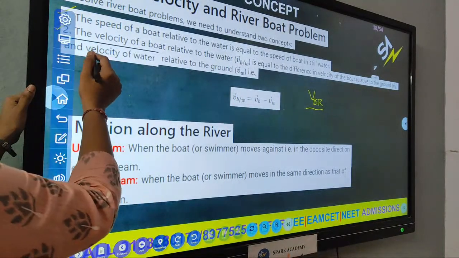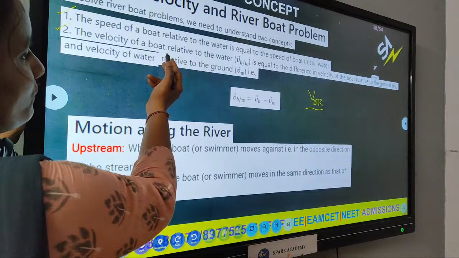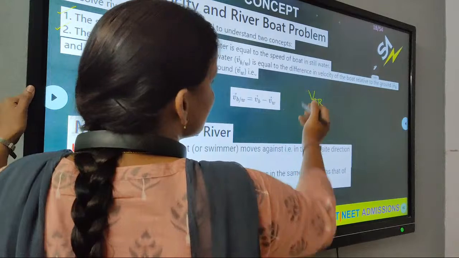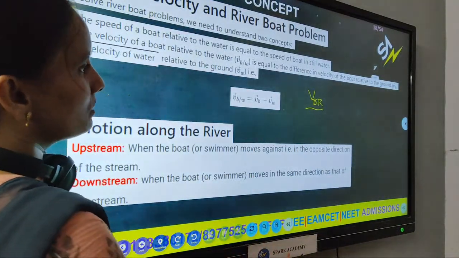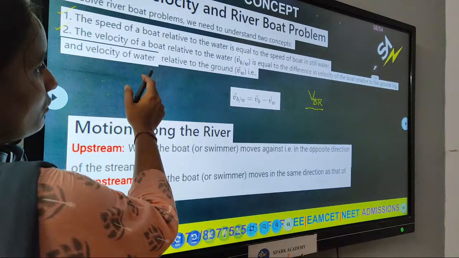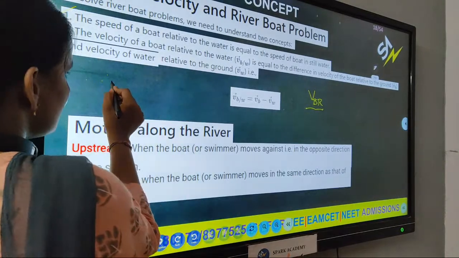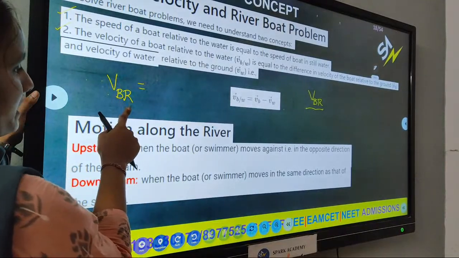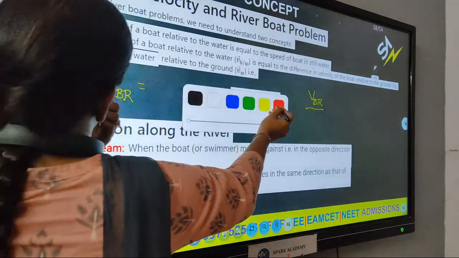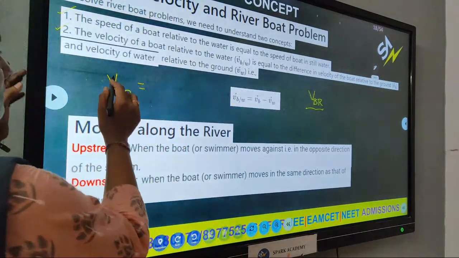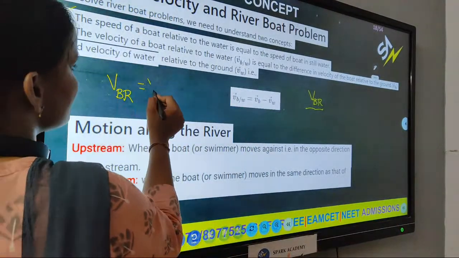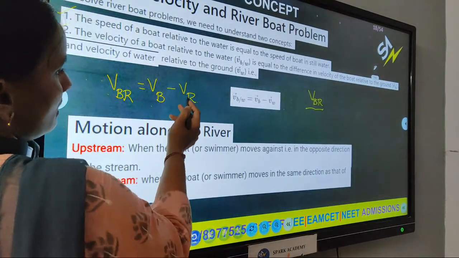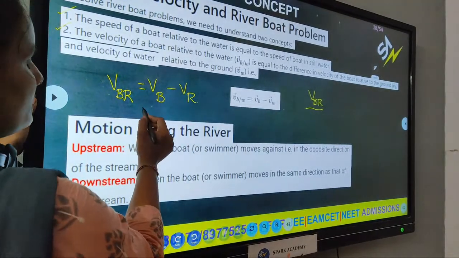And the next point, the relative velocity of a boat relative to the water will be equal to the difference in the velocity of the boat relative to the ground and the velocity of the water relative to the ground. Means by following relative velocity, the velocity of boat with respect to river means Vb minus Vr. Here river flow means that water flow only.